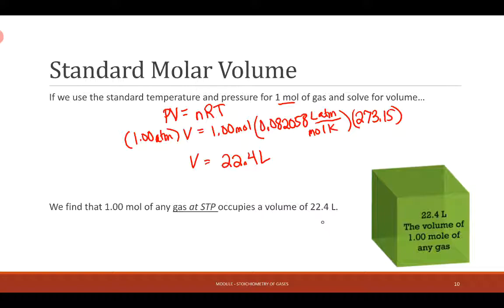Think about that, like a 2-liter bottle of soda. This is about 11 2-liter bottles of soda, to kind of give you a size estimate. It's pretty big.